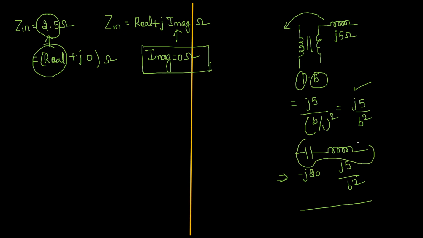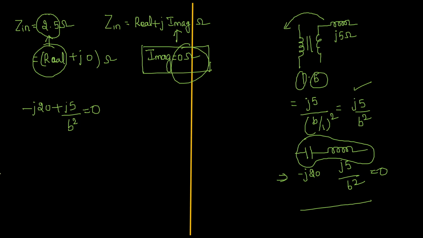This is the total imaginary part, this is all that is there in the circuit. This imaginary part is going to be equal to 0, sir. So I can write it like this now: minus j times 20, the capacitor value, plus j times 5 upon b square, the inductive value, will be equal to 0.